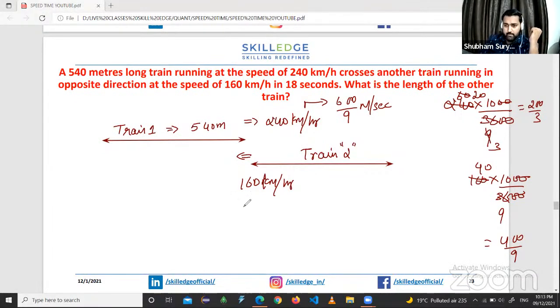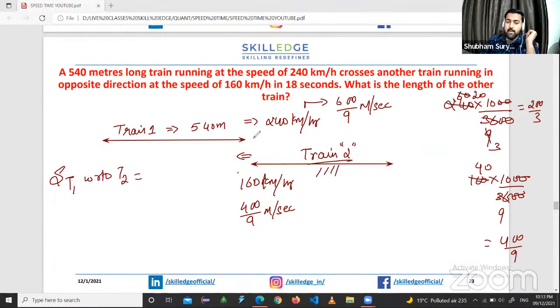And this is nothing but 400 upon 9 meters per second. Okay. Now this is my train 1, train 2, opposite direction, so the speed will get added. Okay, so the speed of train 1 with respect to train 2 will be, we take train 2 at rest and give its speed in the opposite direction to train 1. Okay, so what will the train's speed become?